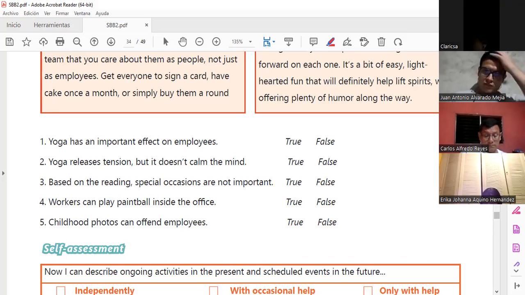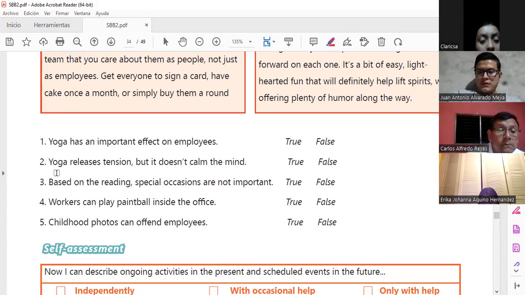Okay. Yoga releases tension, but it doesn't harm the mind. Thank you. The mind. Carmen, the mind. The. Read it again. Yoga releases tension, but it doesn't calm the mind. Very good. Excellent. Number three.